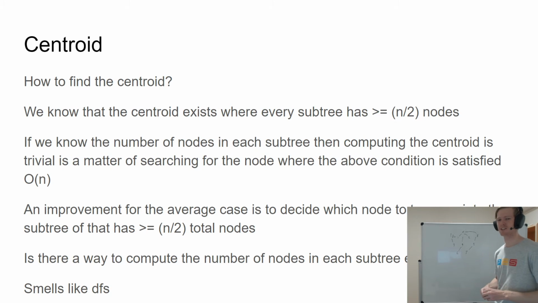computing the centroid is trivial because it's just a matter of going through every node until we find the node that satisfies our search. If you want to speed this up slightly, we know that our centroid is going to be located wherever we have the biggest subtree of where we're searching. So let's pick an arbitrary node and we'll step through this algorithm.